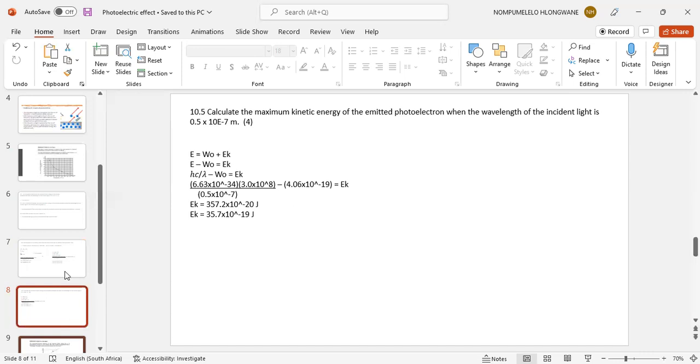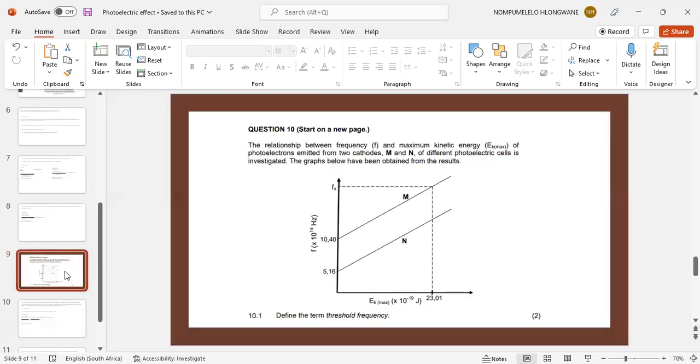Great, so moving on, we have another question, smart questions that can be given to you. Make sure that you practice more of these questions. Very interesting questions. This question says, the relationship between frequency and maximum kinetic energy of photoelectrons emitted from two cathodes, cathode M and cathode N, of different photoelectric cells is investigated. Then the graphs below have been obtained from the results.